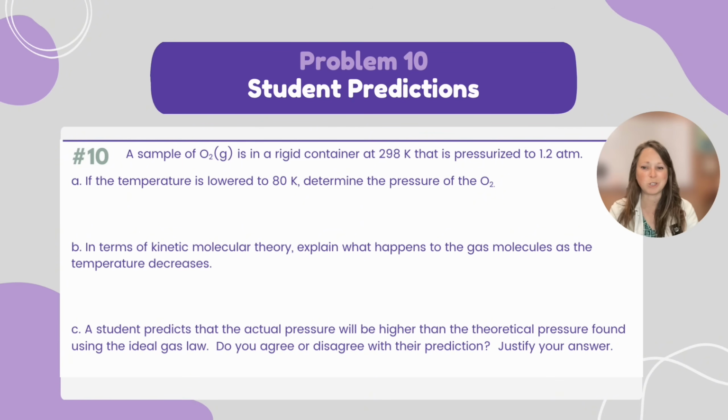Determine the pressure of O2. So I'm looking at my formula sheet. P1 V1 over T1 equals P2 V2 over T2. I can cancel out volume because it's constant, and I'm just solving for that new pressure, P2.